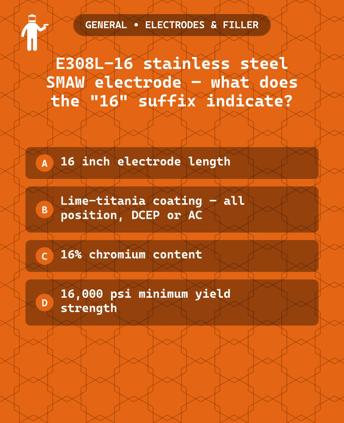Question 4. E308L-16 stainless steel electrode. What does the 16 suffix indicate? A. 16-inch electrode length, B. Lime titania coating, all position, DCEP or AC, C. 16% chromium content, or D. 16,000 psi minimum yield strength.